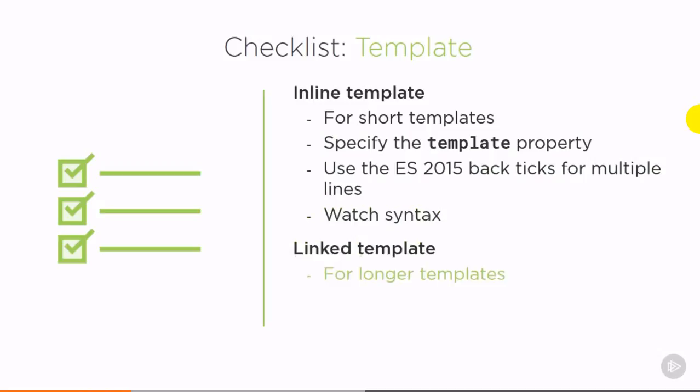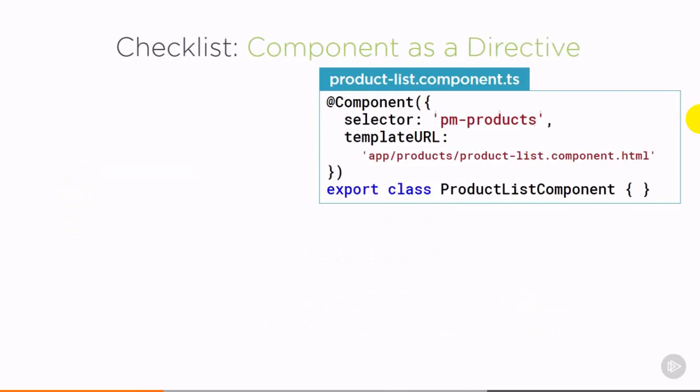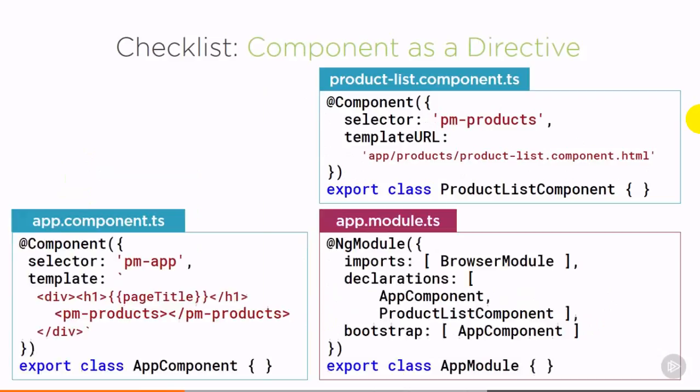Use linked templates for longer templates. Specify the templateUrl property in the component decorator and define the path to the external template file. This one is a more visual checklist. After building the template, we built its component and learned how to use that component as a directive. Remember our steps? First, we use the directive as an element in the template for any other component. We use the directive component selector as the directive name. We then declare the component so it is available to any template associated with this Angular module. We add the component to the declarations array passed into the NgModule decorator of the Angular module.